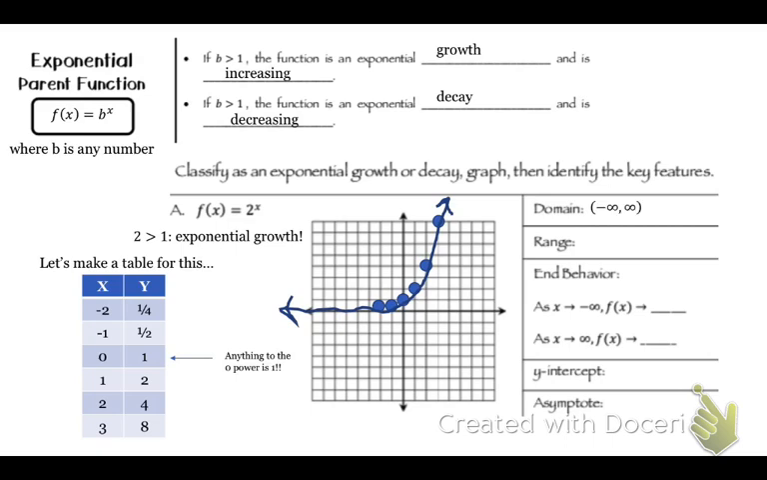So our domain here is -infinity to infinity. Range is 0 to infinity. As x goes to -infinity, f of x goes to 0. As x goes to infinity, f of x goes to infinity. There's a y-intercept at 0, 1, and an asymptote at y equals 0.